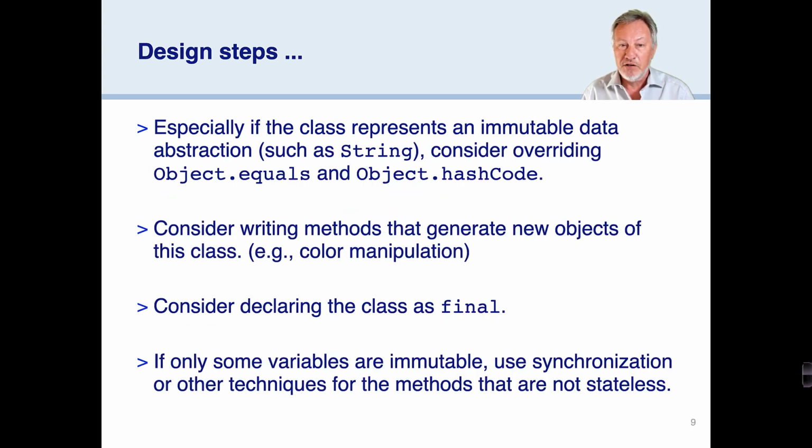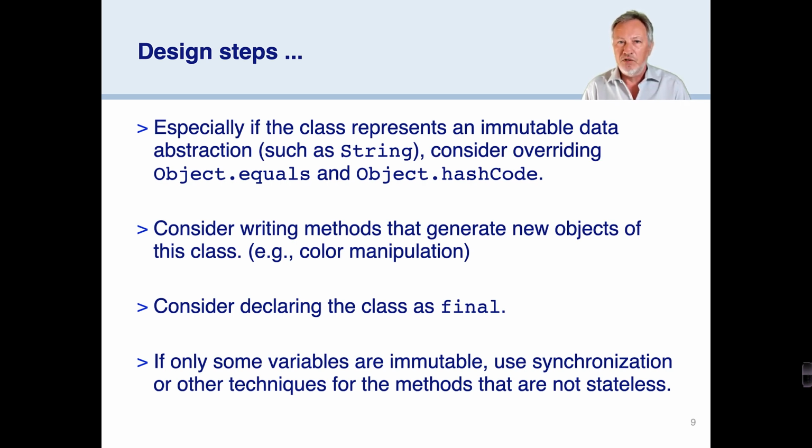Next, especially if the class represents an immutable data abstraction like string, you should consider overriding object.equals and object.hashcode. Now, I mentioned earlier, here we're talking about design patterns, not idioms, and object.equals and object.hashcode are fairly specific to Java. However, I argue that this is the same for pretty much all object-oriented languages. Now, this is important. If you look at Ruby or Smalltalk or Python or any language that you will, you'll find similar underlying design principles.